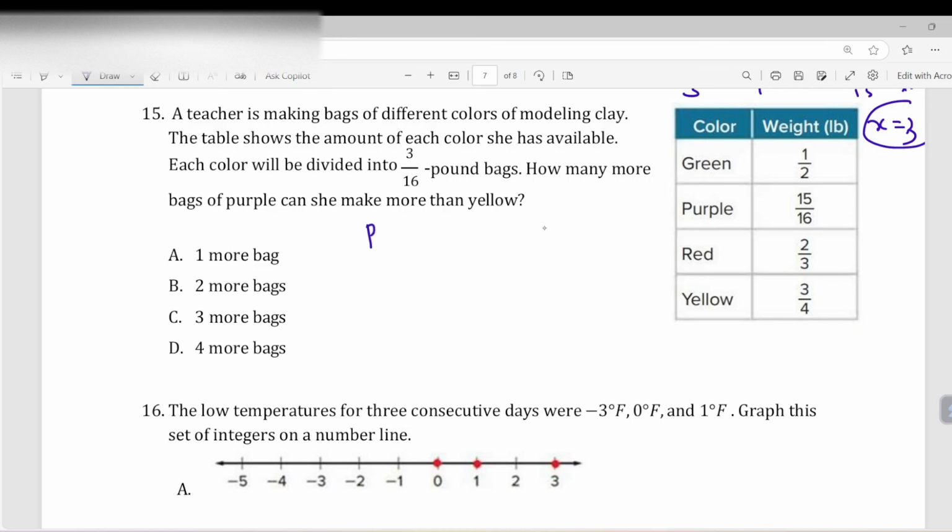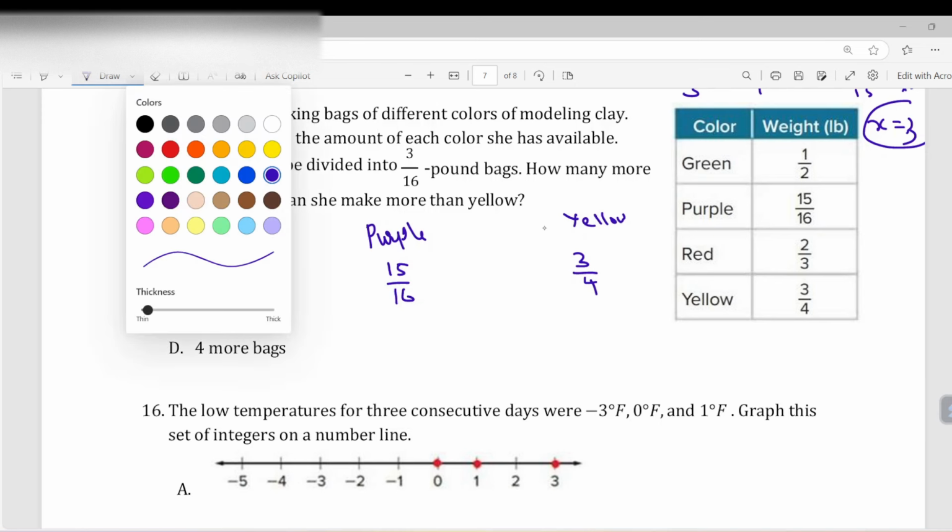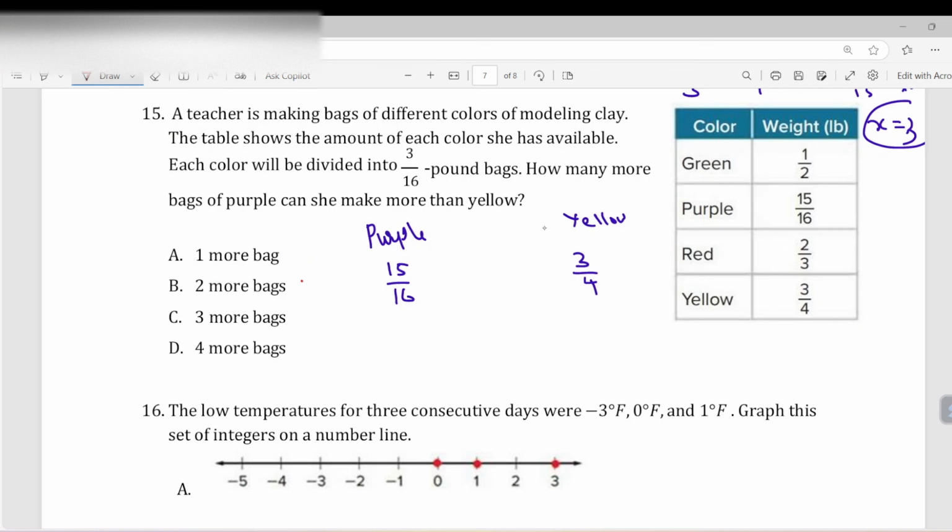So what does she have? We have purple and we have yellow. How many pounds of purple are there? 15/16. How much yellow is there? 3/4. Now she wants to make bags of weight 3/16. So how many more bags of purple can she make?